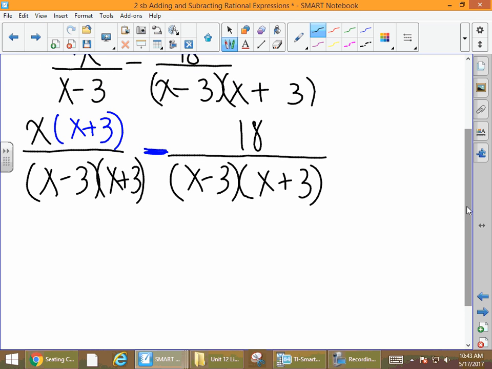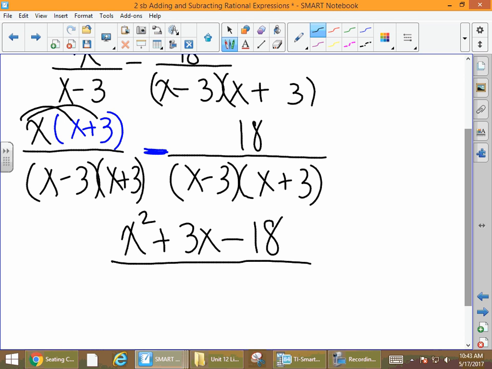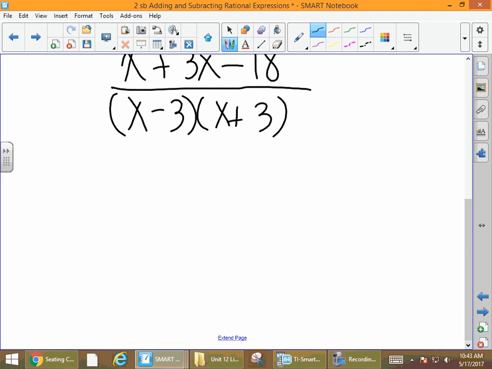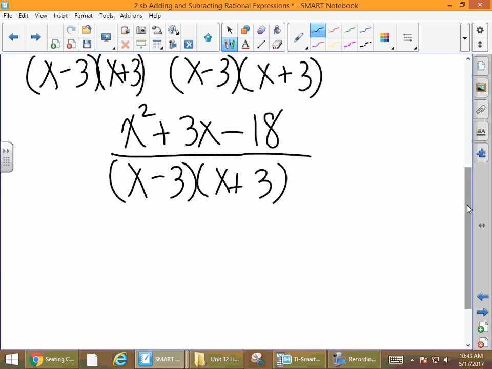So, we can distribute. x times x is x squared. x times 3 is 3x, minus 18, divided by x minus 3 times x plus 3. And the question that we always ask when we get to this point is, are we done?